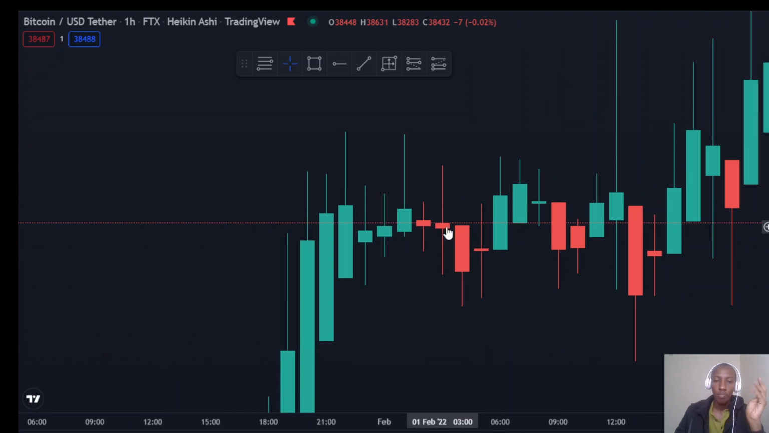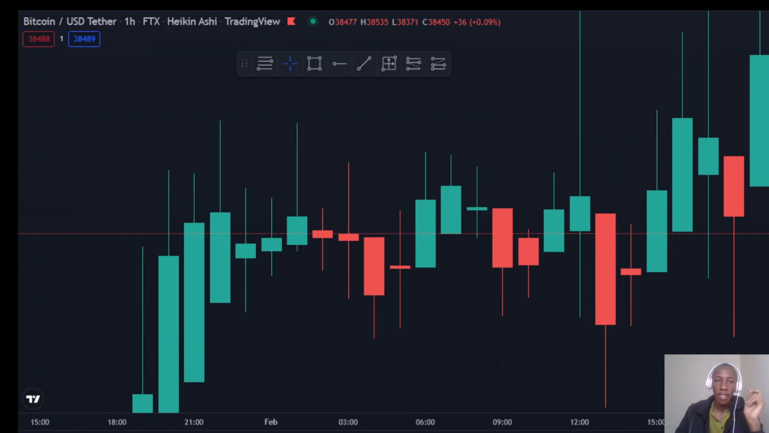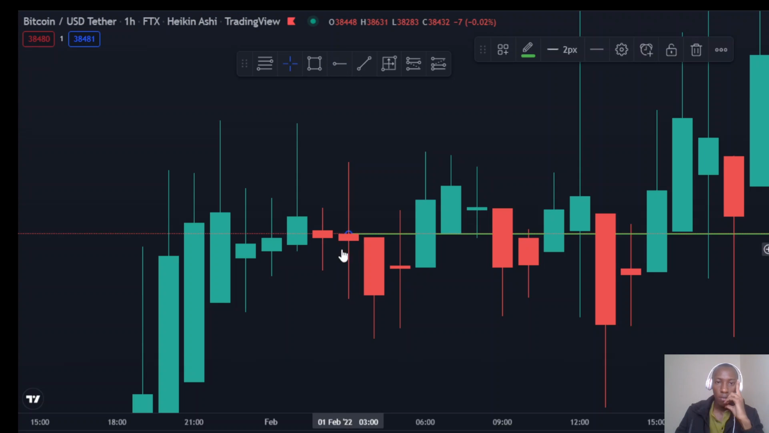So we come to this candlestick and do the same: take the horizontal ray, mark the top, and then take it again, mark the bottom.